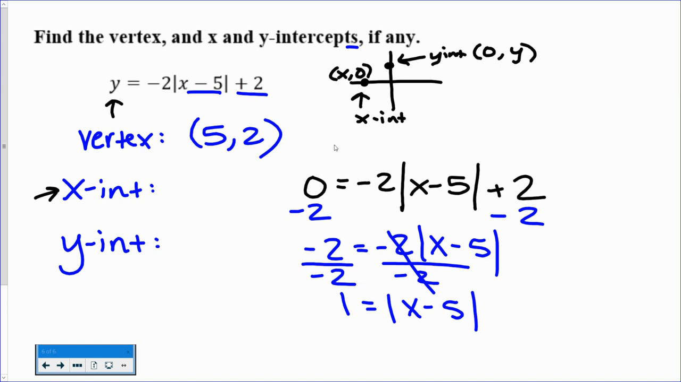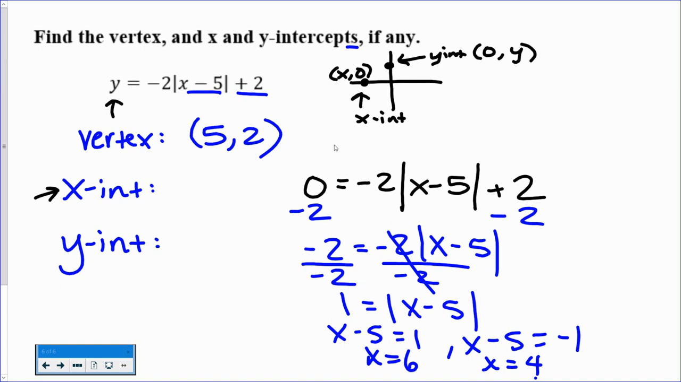Okay, before it might have looked like we were going to have a no solution situation since I had an absolute value equal to a negative number, but I can't make that decision until the absolute value is isolated and alone. Now this is not a no solution situation. Once the absolute value is by itself, set it equal to 1 and -1. So when I add 5 to 1, I get 6. When I add 5 to -1, I would get 4. So that means I have 2 x-intercepts. When x is 6, I get 0, and also when x is 4, I get 0.